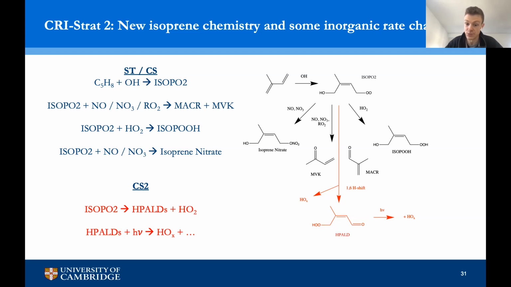So the bottom line is we're introducing a new pathway, which means that yes, one isoprene removes one molecule of OH at the top, but if we go down the red pathway, we get one of those molecules of OH, or in fact more than one of those molecules of OH back. So ultimately isoprene is not depleting OH by as much.